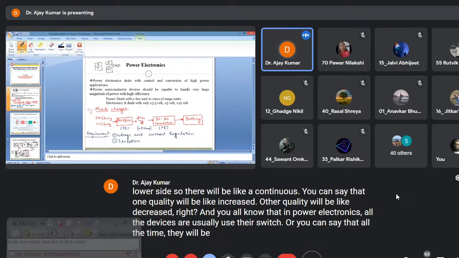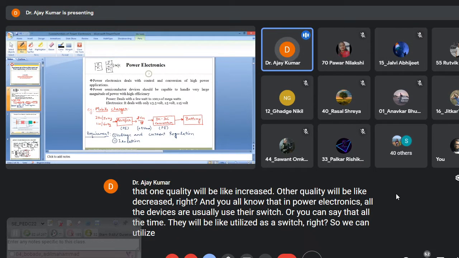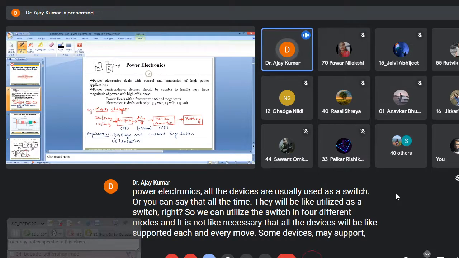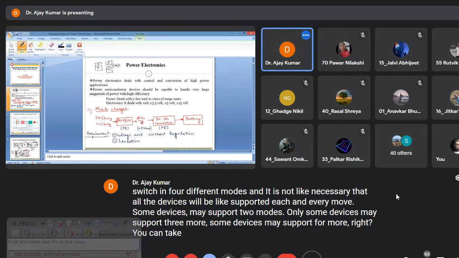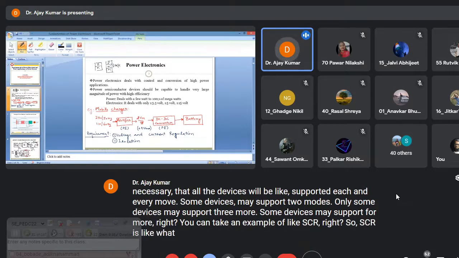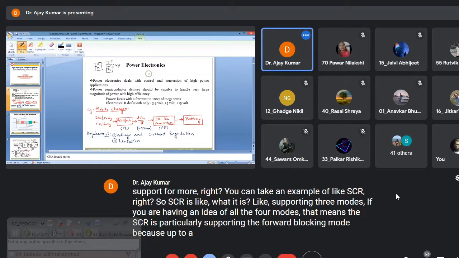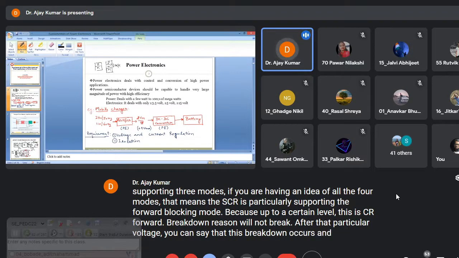We can utilize the switch in 4 different modes, and it is not necessary that all the devices support each and every mode. Some devices may support 2 modes only, some devices may support 3 modes, some devices may support 4 modes, right? You can take the example of SCR. SCR supports 3 modes. If you have an idea of all the 4 modes, the SCR particularly supports the forward blocking mode, because up to a certain level, the SCR forward breakdown region will not break. After that particular voltage, the breakdown occurs and the device will be in forward conduction.